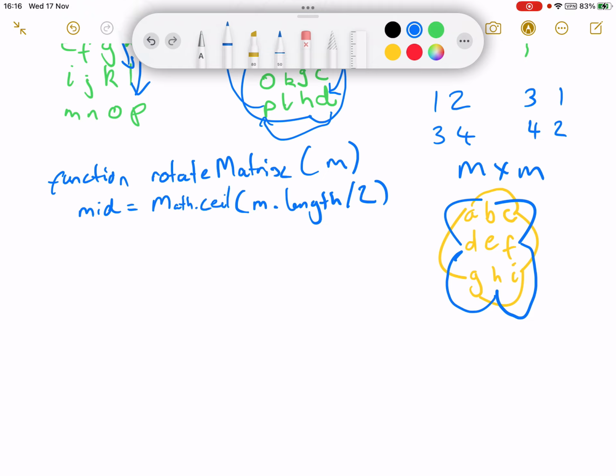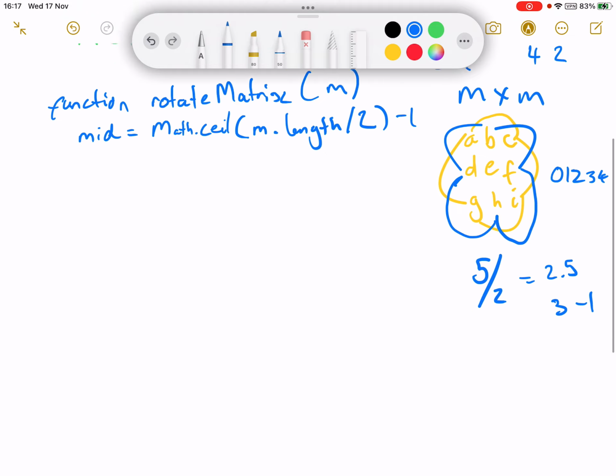Math dot ceiling. So 5 over 2 is 2.5, right? So that goes up to 3, minus 1 is 2, so 0, 1, 2, 3, 4, and then minus 1. That will be my midpoint. Then we're doing it for those many rows.